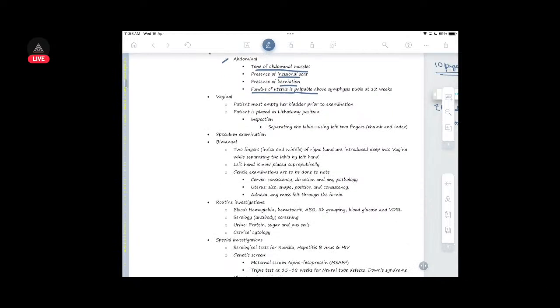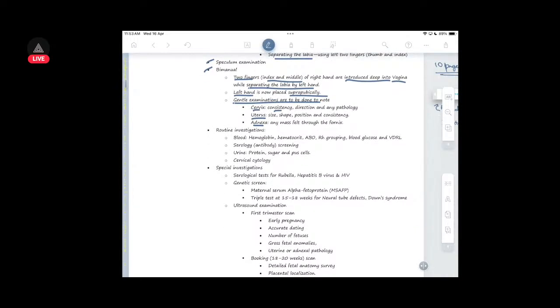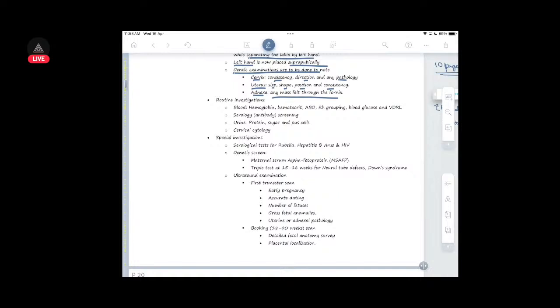Okay. Then vaginal examination: empty the bladder, lithotomy position, separate the labia, speculum examination, then manual examination with 2 fingers, index and middle, separating the labia, introduced deep into the vagina. Left hand suprapubically. Genital examination: cervix you have to know, uterus you have to know, adnexa, consistency, direction and pathology; uterus size, shape, position, consistency, adnexa, any mass felt through the fornices.